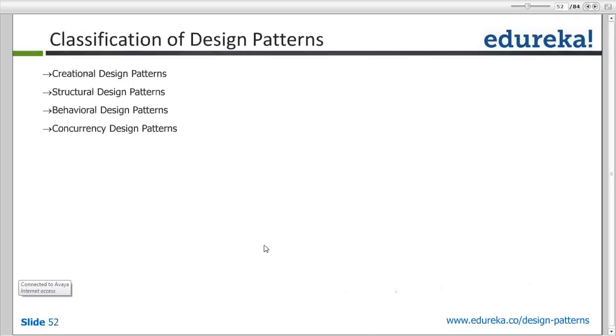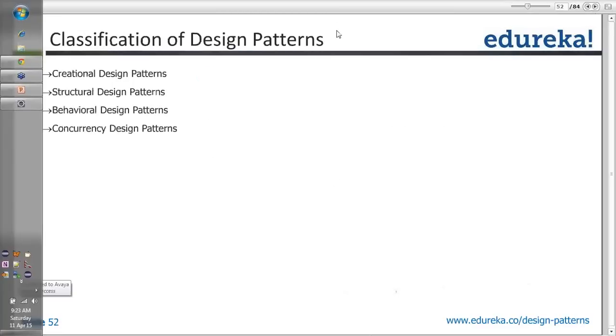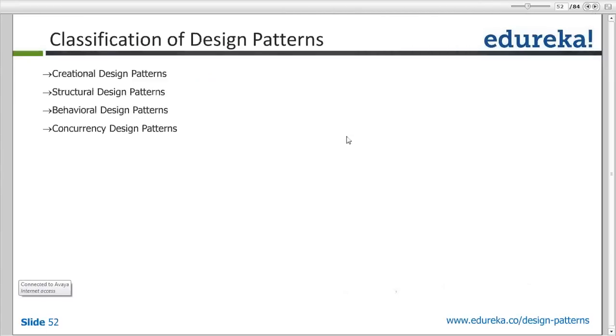Moving on. In order to digest the design patterns, we would like to see the way they are classified. There are four major categories. One is creational, the other is structural, behavioral, and concurrency design patterns, and we're going to talk about each of these classifications in the subsequent slides.